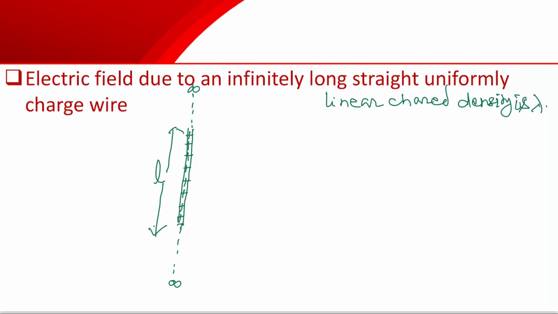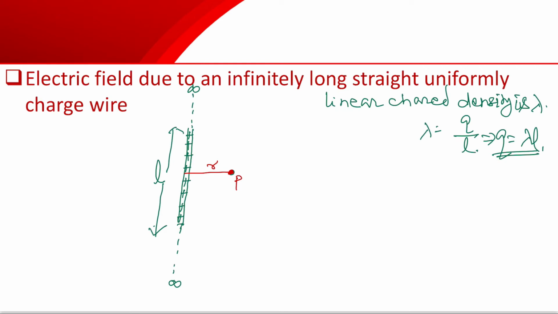As we know, lambda equals Q by L. So this implies Q will be equal to lambda L. We will use this expression later on. Now there is a point, let this be point P, where we want to find the electric field intensity due to this infinitely long straight uniformly charged wire. Let the distance from here to here be R.